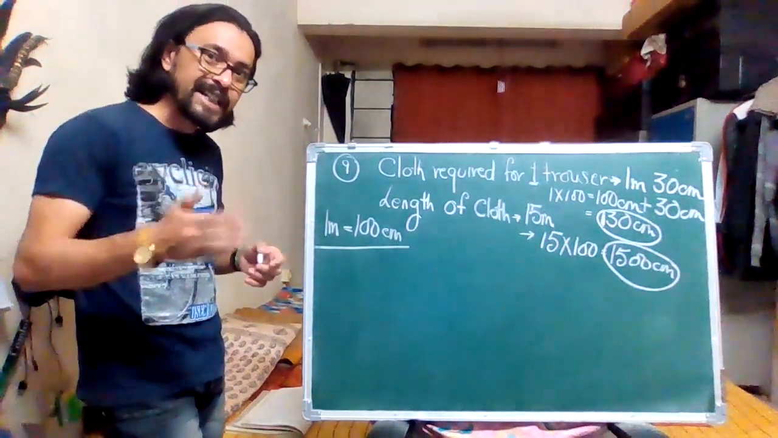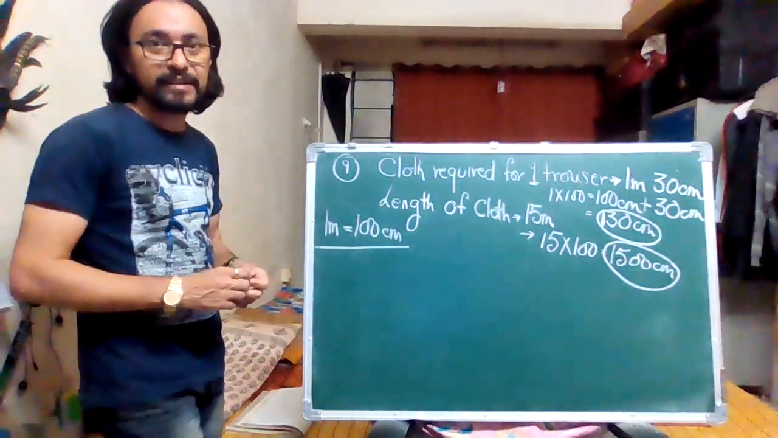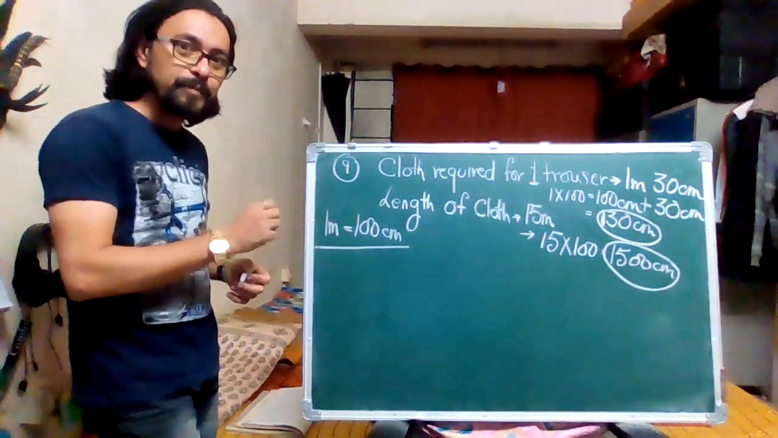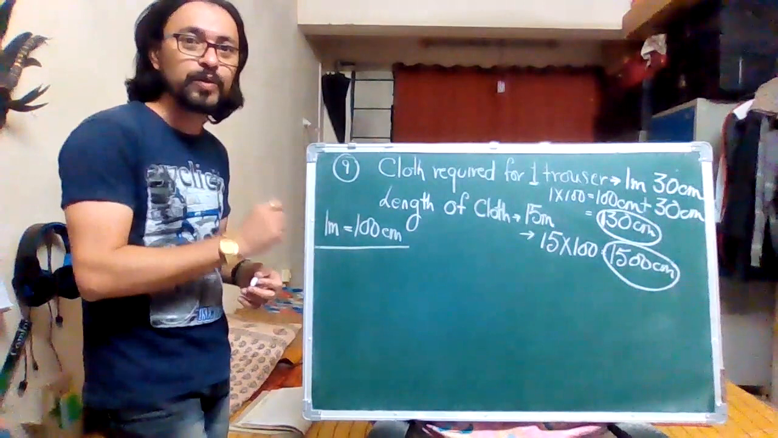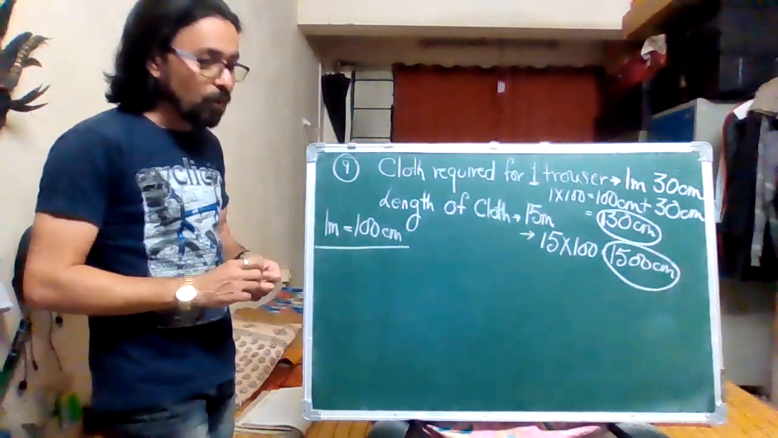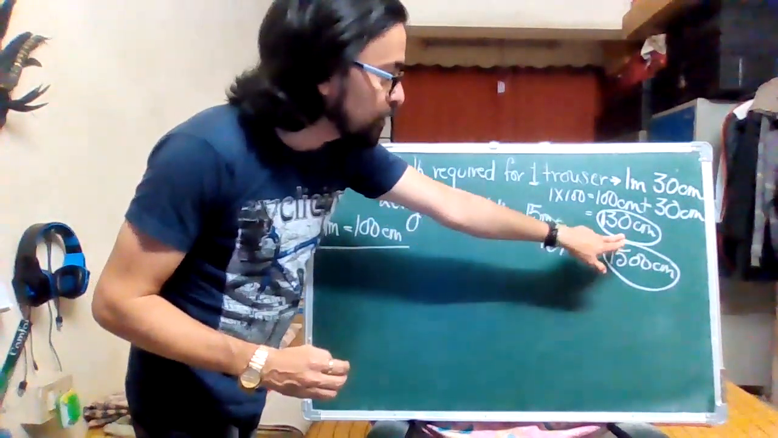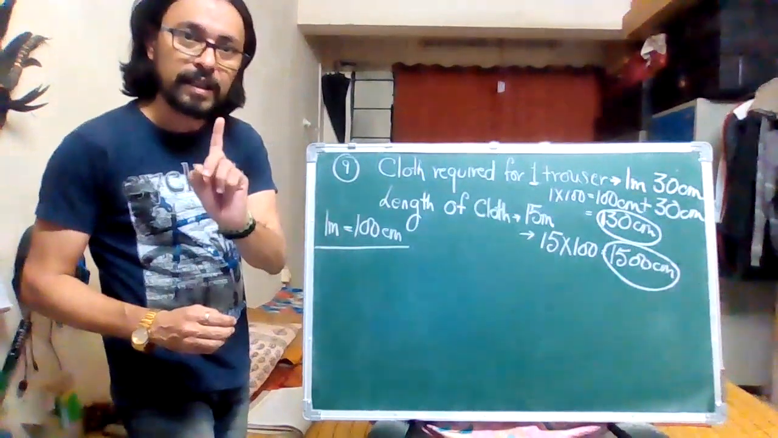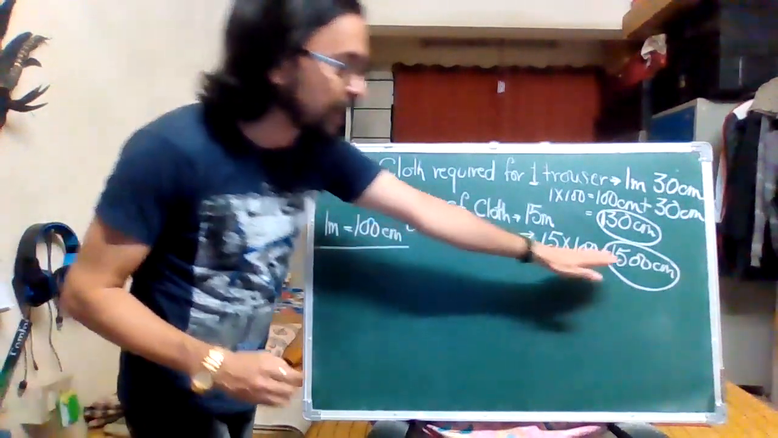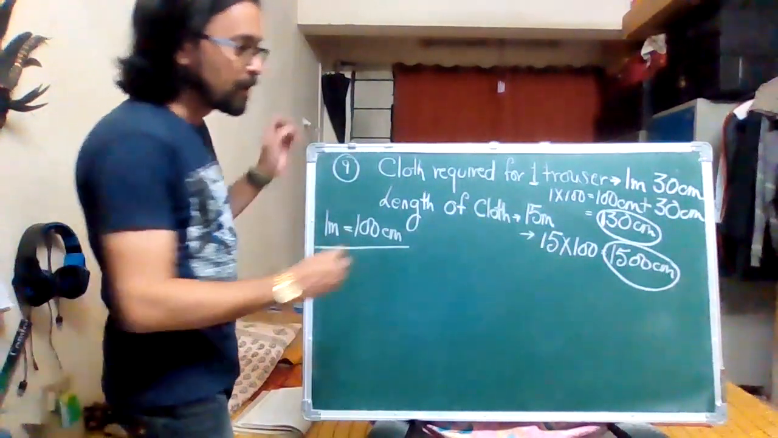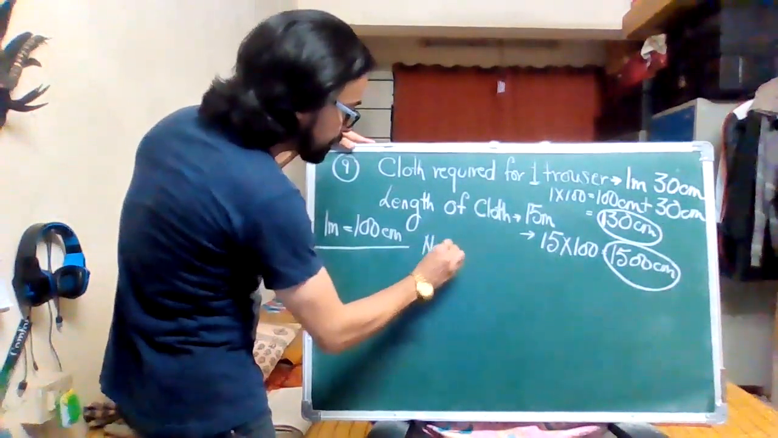So when I am cutting something in parts, what am I doing? I am dividing. So this answer can be attained only by dividing. I have to divide in order to get my answer. So what do I divide by what? I divide the total length of the cloth by the cloth required to make one trouser. And I will come to know the number of trousers that will be made with this cloth that I have of 1500 centimeters.